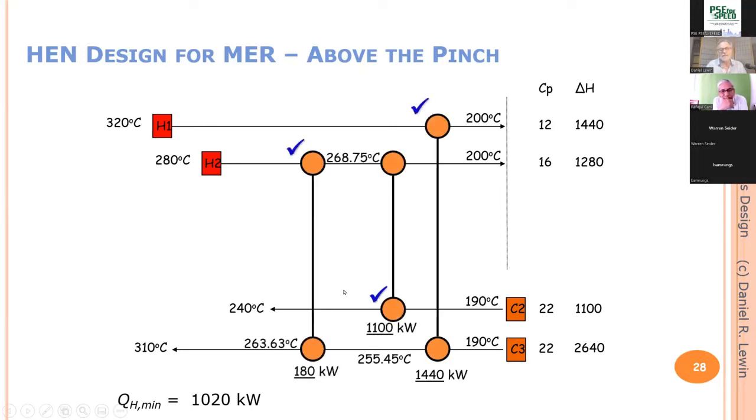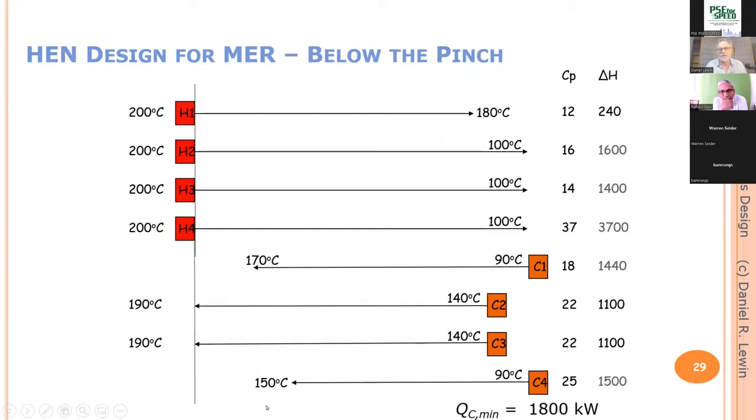And actually, this is very, very easily solved. This is actually the easy part of the problem. And here we have a solution which actually manages to satisfy the minimum number of units. And of course, we managed to satisfy also the energy target of 1,020. However, below the pinch, the situation is somewhat more complicated. Again, in the interest of time, I will zip through this solution, but trust me, this is what we do in class with the students, and they help me solve this problem.